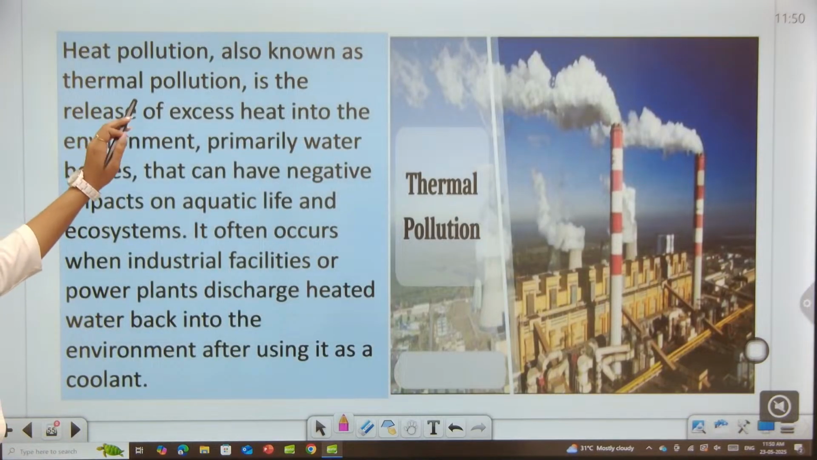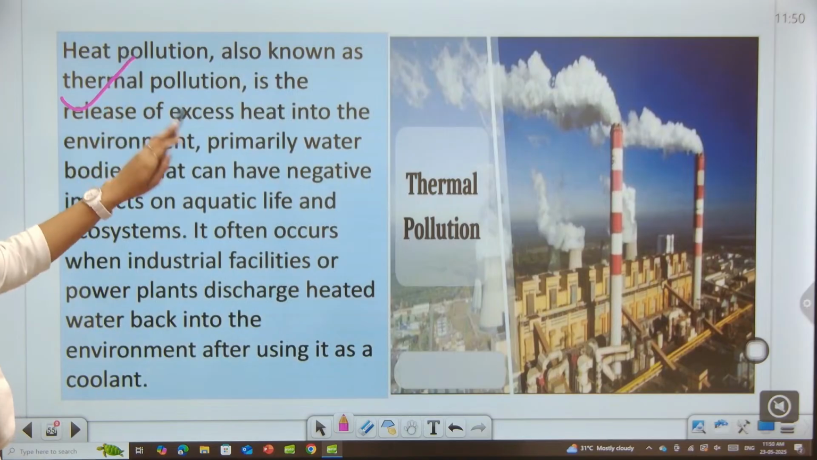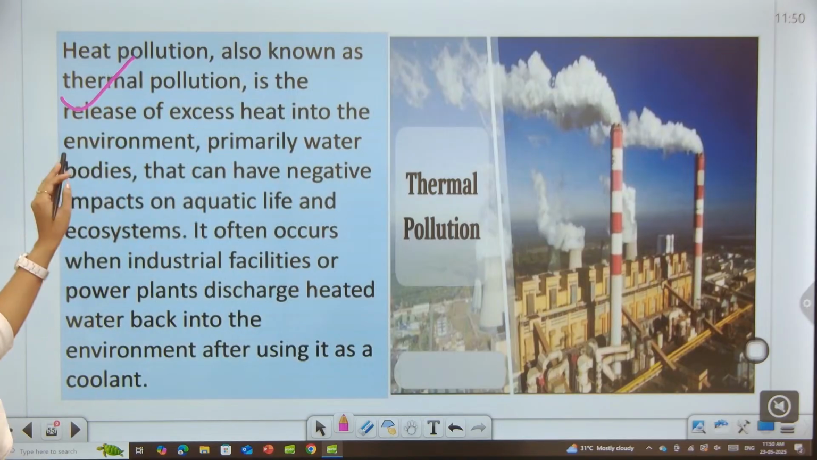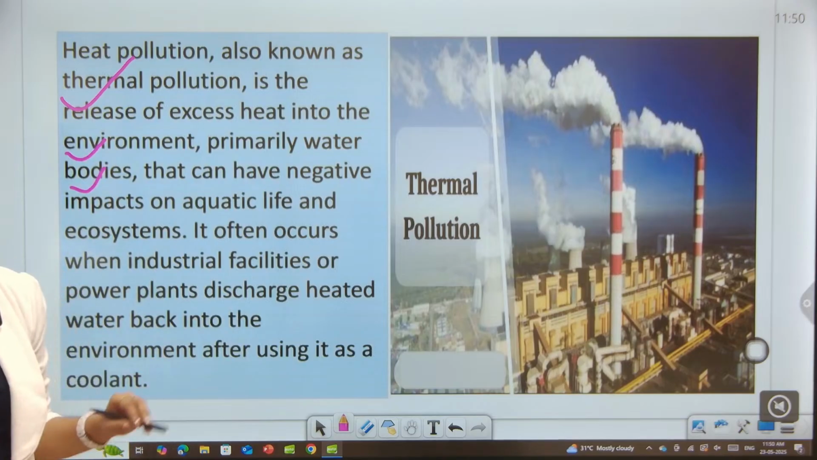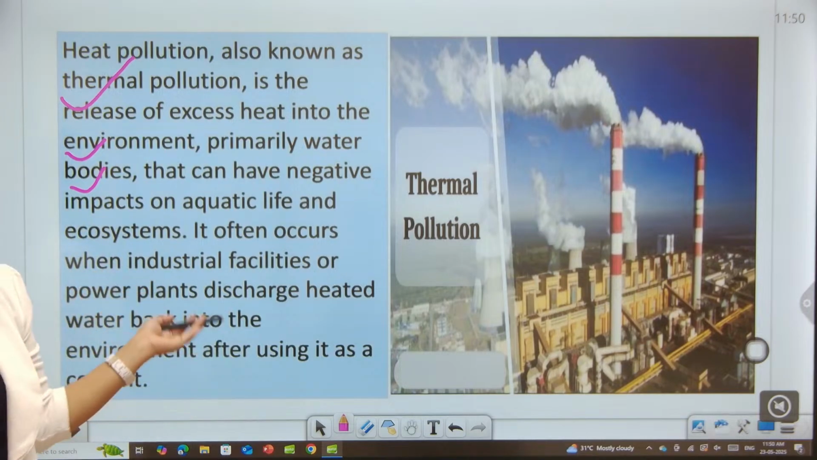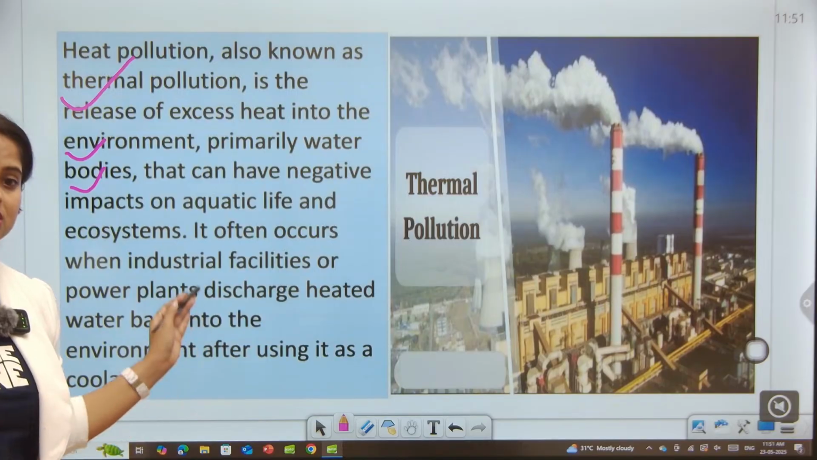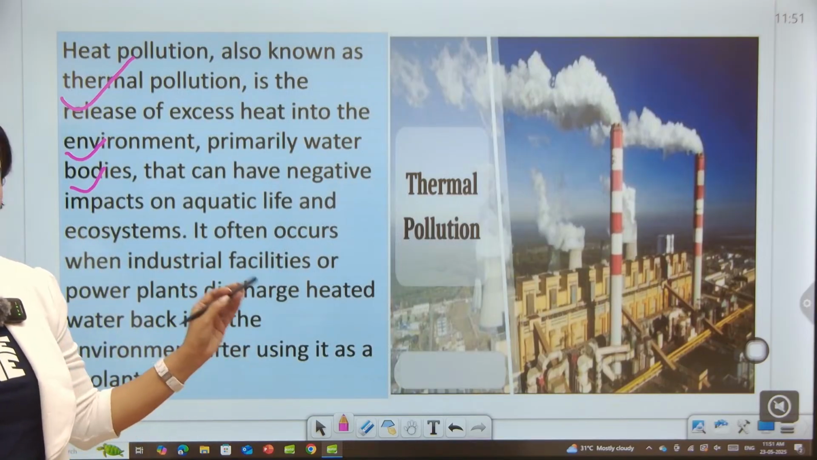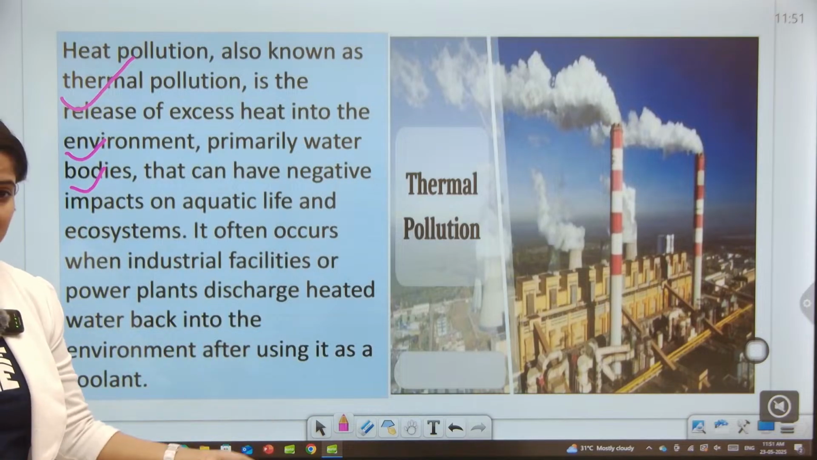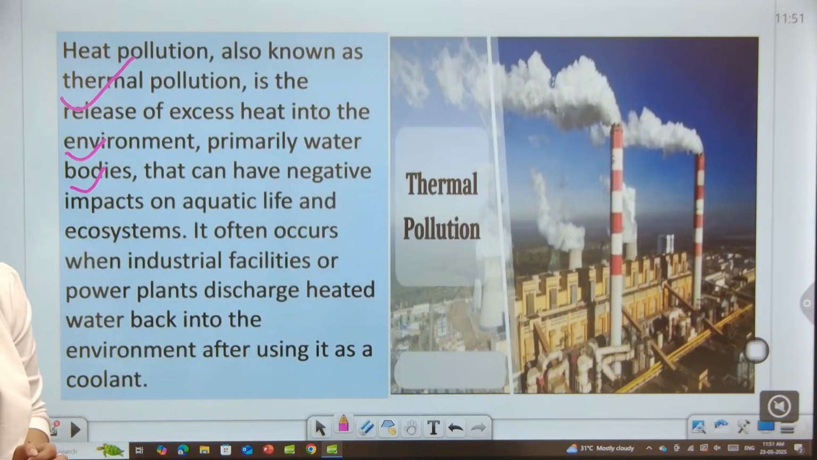Heat pollution, also known as thermal pollution, is the release of excess heat into the environment, primarily water bodies, that can have a negative impact on aquatic life and ecosystems. It often occurs when industrial facilities or power plants discharge heated water back into the environment after using it as a coolant.